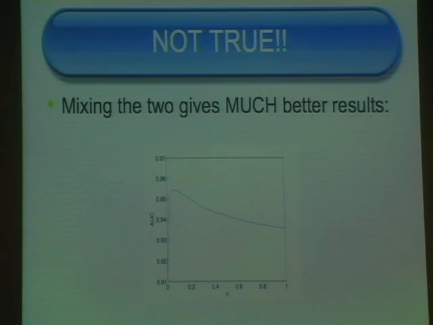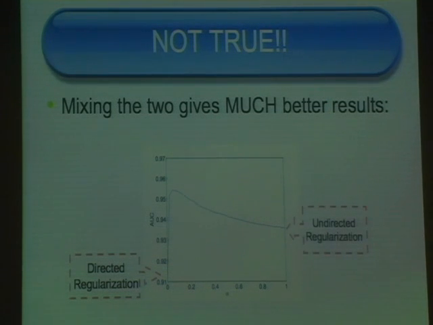Turns out that on the left side is directed regularization, and on the right side is undirected regularization. This is what I was initially suggesting, and I'm saying shouldn't be correct. But then I said let's try to change it and use directed regularization. Turns out that directed regularization is much worse than undirected regularization. But a little bit of undirected regularization and mostly directed regularization is actually the best thing to do.